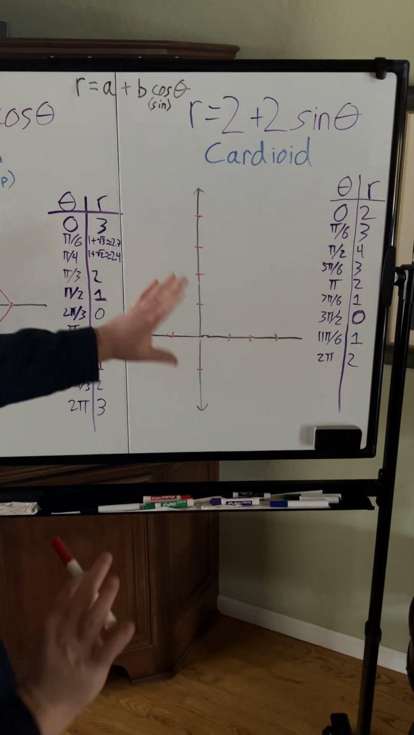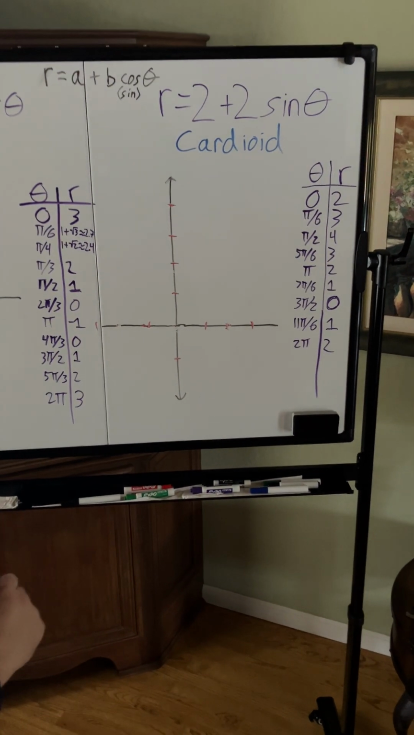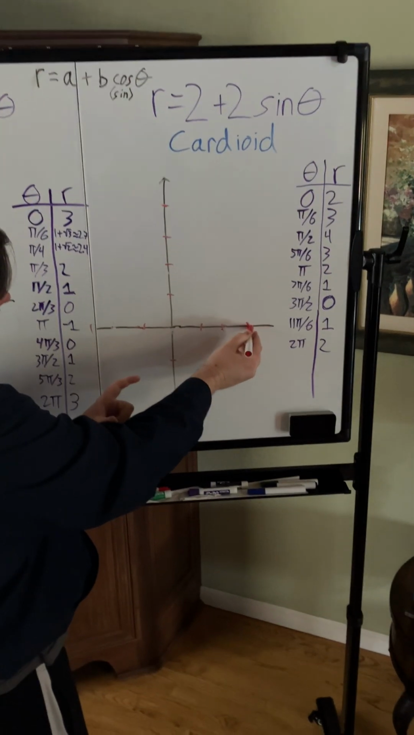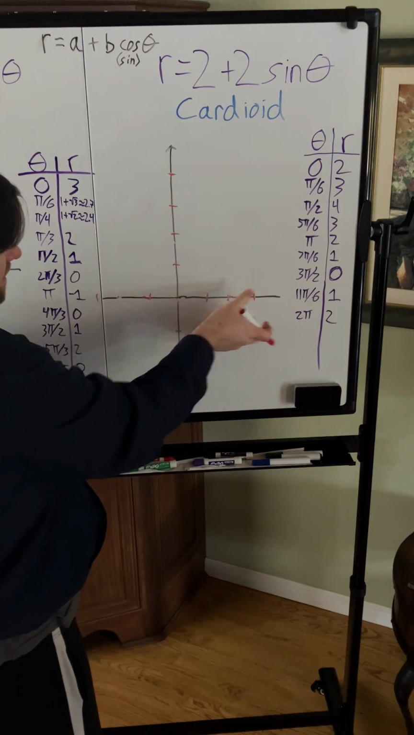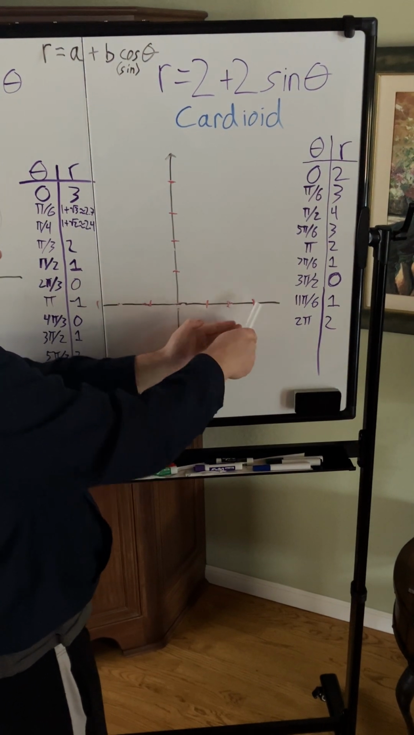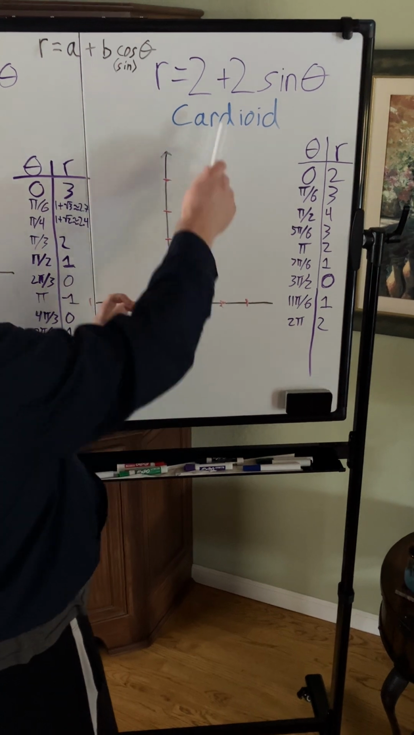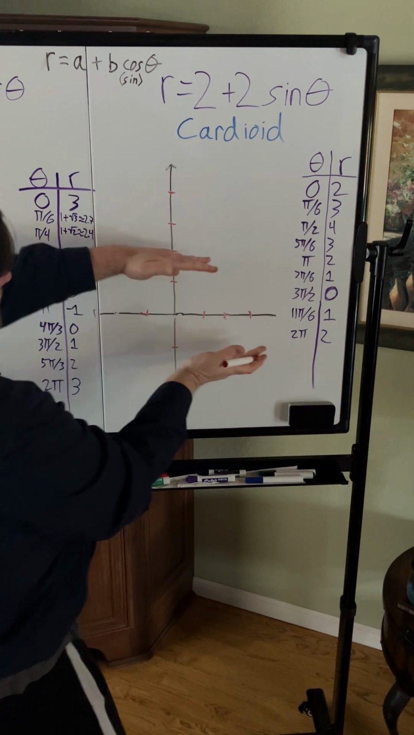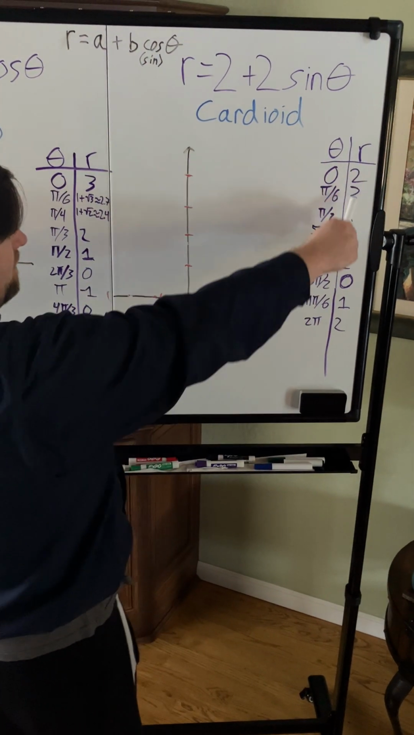Now, I went ahead and changed it to sine. If it were cosine, like the previous graph, it would kind of be shaped this way, pointing towards the positive x-axis because that's where cosine is at its max value. Because this is a sine graph and both these are positive, it's going to be oriented this way. And you'll see that from these values.